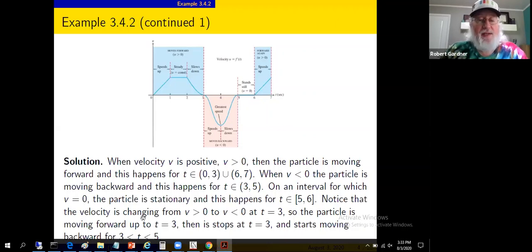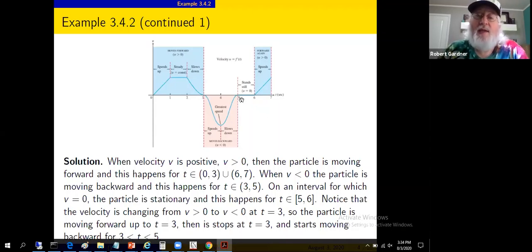Velocity is changing from positive to negative at t equals 3. Right here, we had positive velocity, then 0 velocity, and then negative velocity. What that means is the particle was moving to the right, and at time t equals 3, it stopped, and then it started moving to the left with negative velocity.